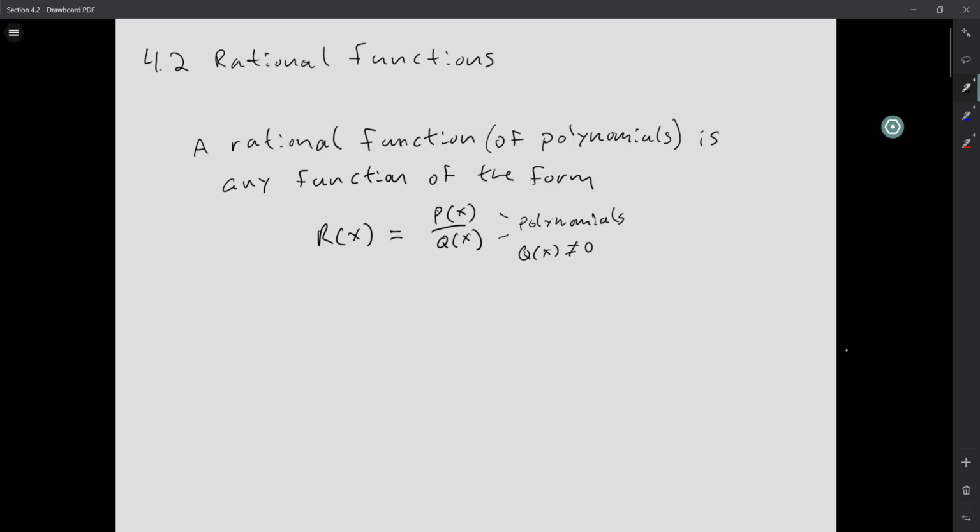Now, rational functions, like polynomials, count as nice. They have a little bit more problems because we can divide by 0. We want to avoid those. But generally speaking, the domain of any rational function is any value of x for which you do not divide by 0.